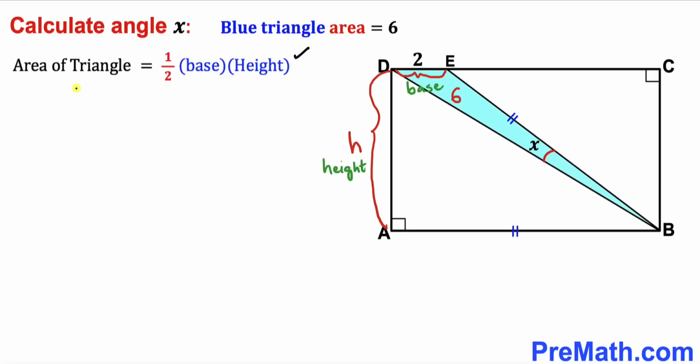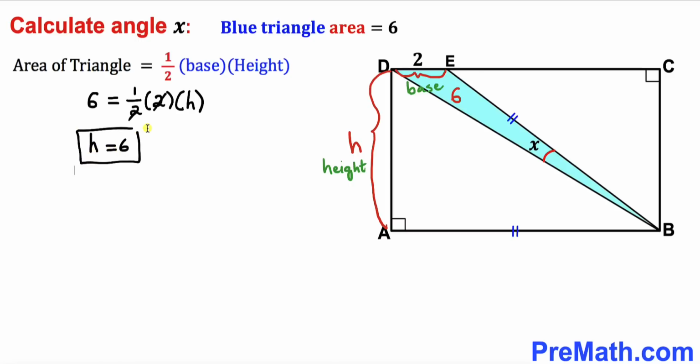Area of this blue shaded triangle is 6, equals a half times base, in our case 2, times height h. And now we can see this 2 and 2 cancel, so therefore our height h turns out to be 6 units. So our height h, which is the same as AD, turns out to be 6 units. And since we are dealing with this rectangle ABCD, this side length is equal to this side length BC. If this is 6 units, this side length has got to be 6 units as well.